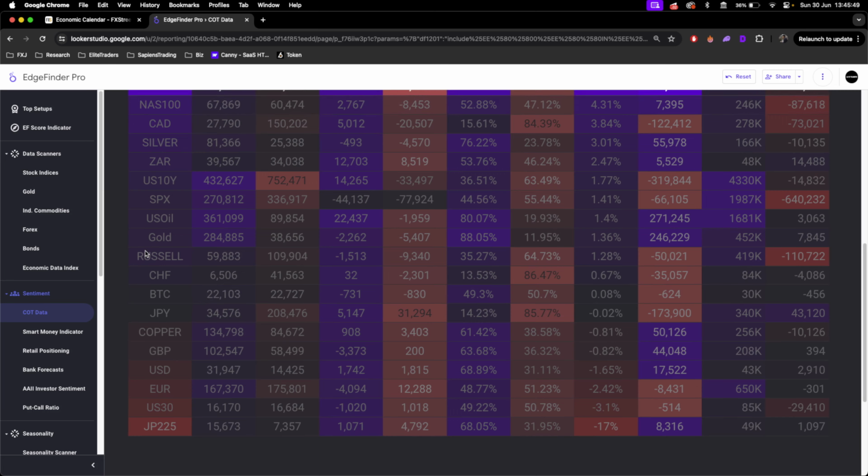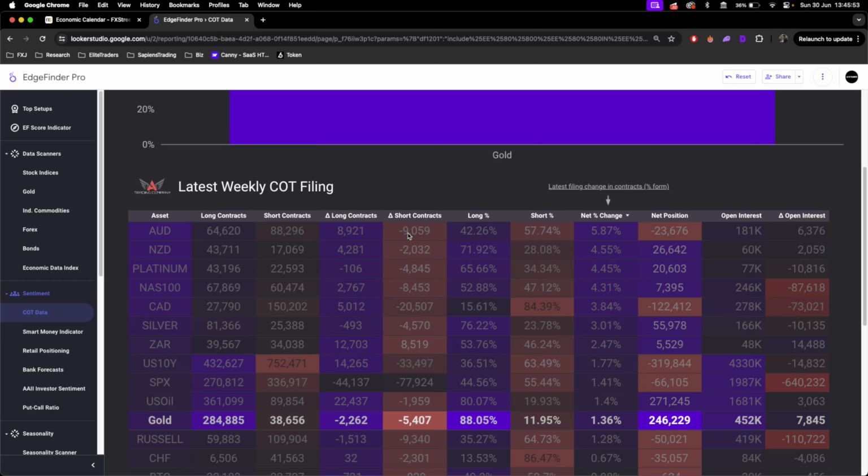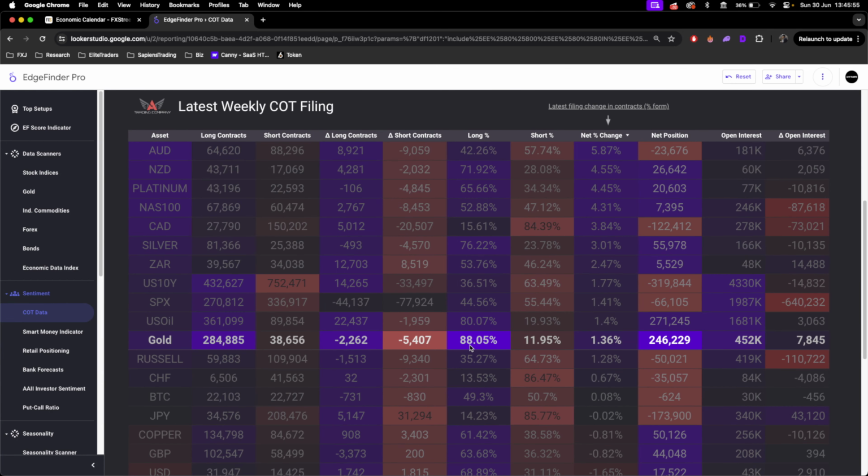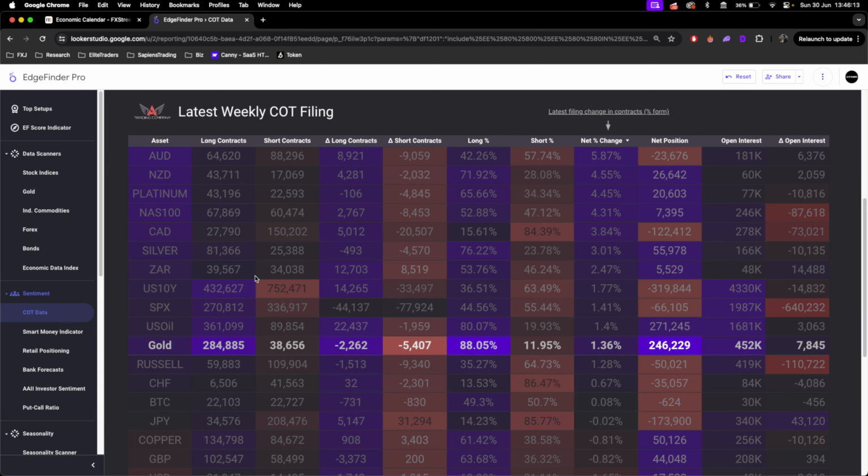So gold, we can see, let me highlight gold. There we go. So 88% long gold. They have decreased shorts, decreased longs. So overall, net position is very long on gold. They seem to be decreasing short contracts more than long. So yeah, looks good actually. I'm very, very happy with the way this COT positioning looks.